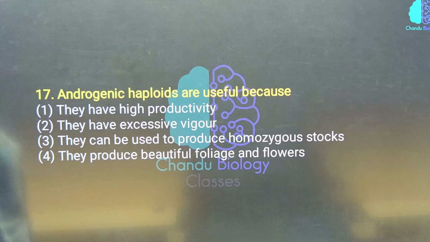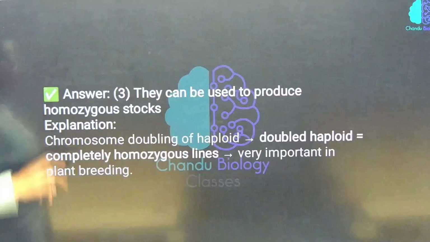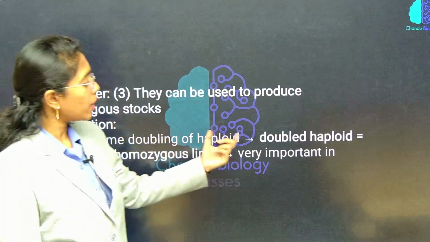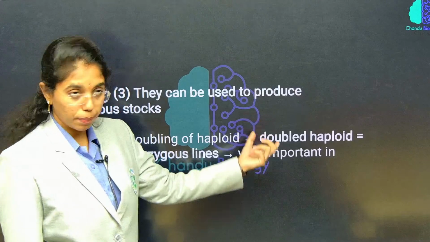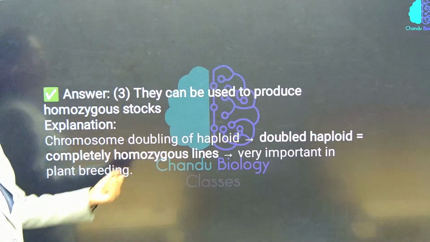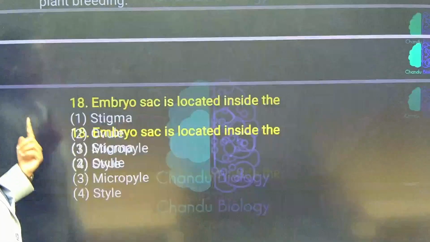The right answer is option 3. They can be used to produce homozygous stalks. Let us look into the explanation also once. Chromosome doubling of haploid cells forms double haploid condition, which forms complete homozygous lines. This concept is very important in plant breeding.